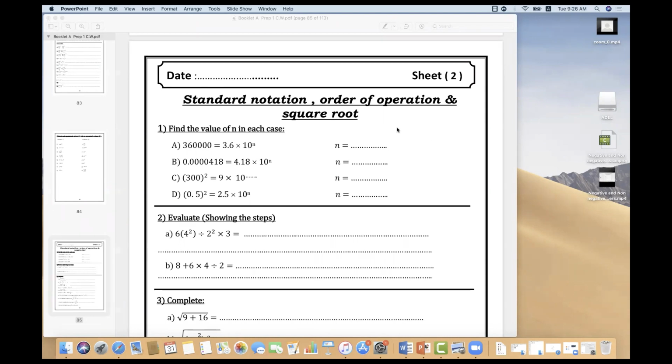Okay, now let me go back to my sheet number 2 on page number 285, please. I have now to start to solve that. Anyone here help me to solve the first question? Can I solve? Yes.